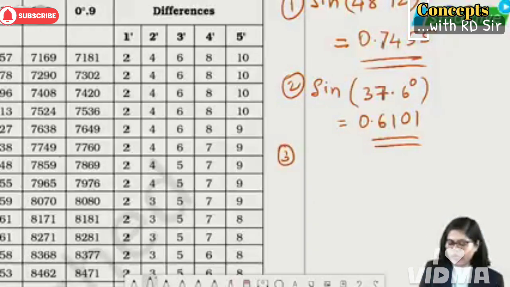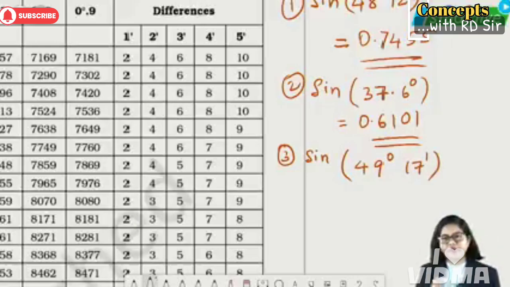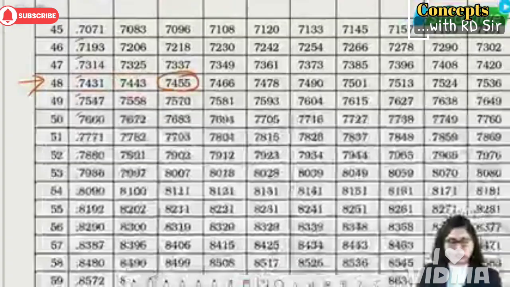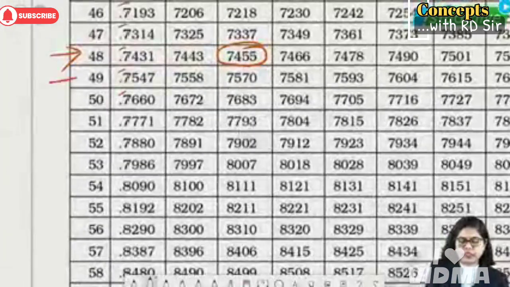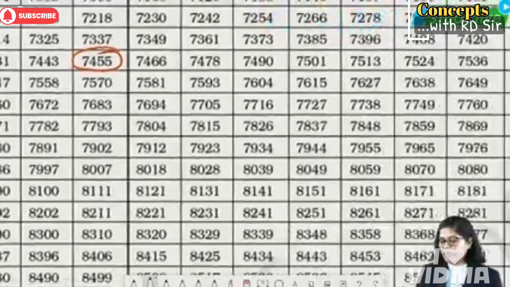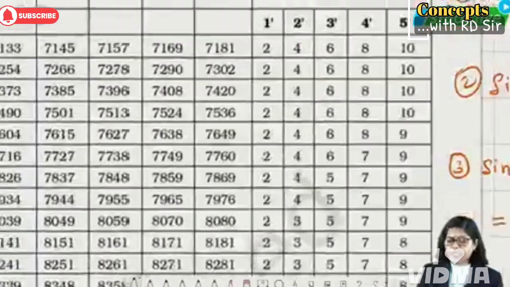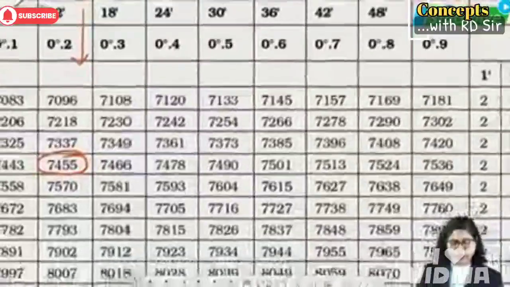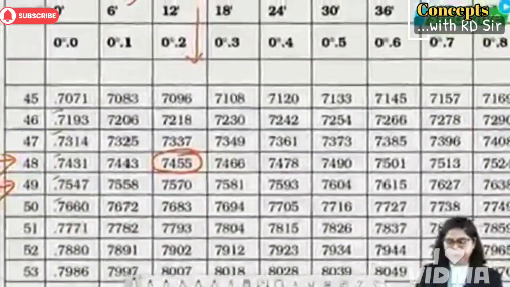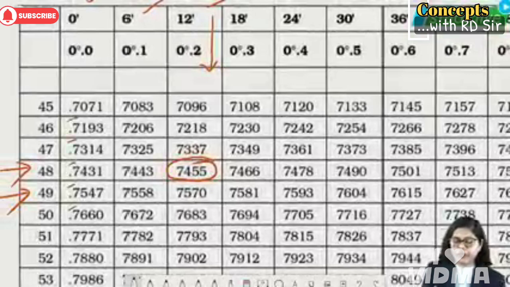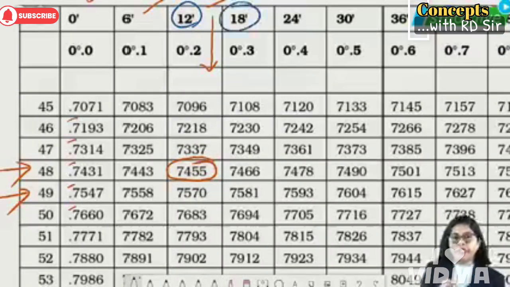Let us check one more value, that is a little different one. If I take it as, say, 49 degrees 17 minutes. If this is the number, students, how are we going to check that? 49 degrees. So we are going to go to the table of 49 degrees. See, this is the 49 degrees, right? And then after that, what is given here? 17 minutes. Now look at the top. Do we have 17 minutes? No, we don't have 17 minutes. We have 12 minutes and then after that 18 minutes.